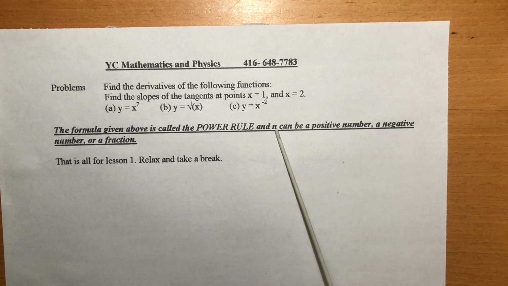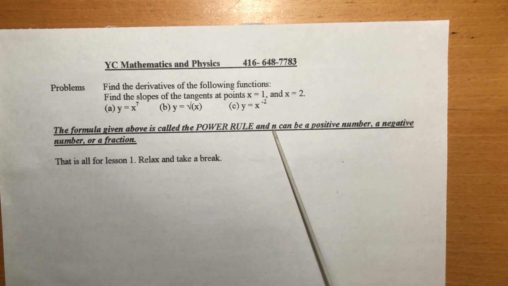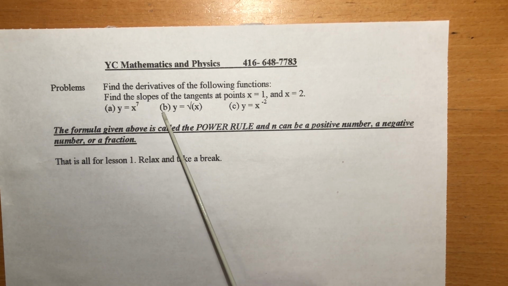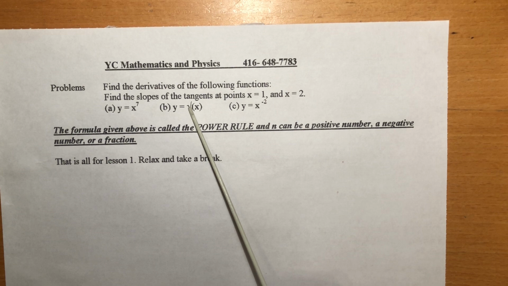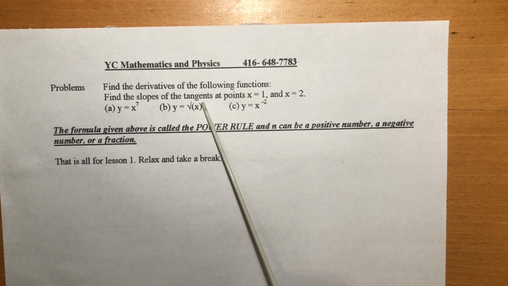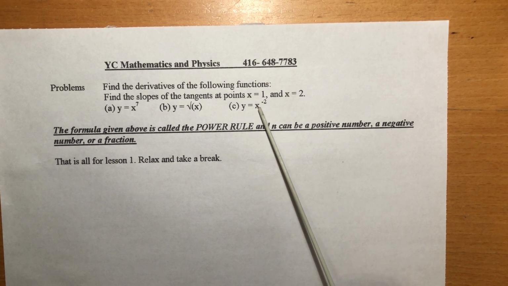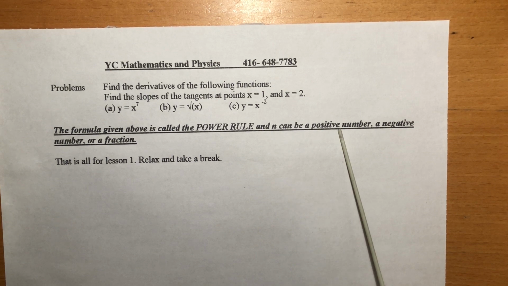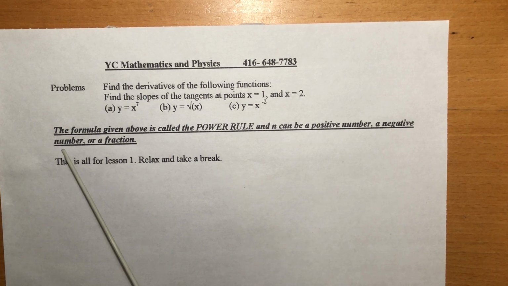n is the exponent. For part A, n is 7. For part B, what is the exponent for a square root? It's 1/2. This is the same as y equals x to the exponent 1/2, so n is 1/2. What is n in part C? It's -2. So I put this down: n can be a positive number, n can be a negative number, or n can be a fraction.